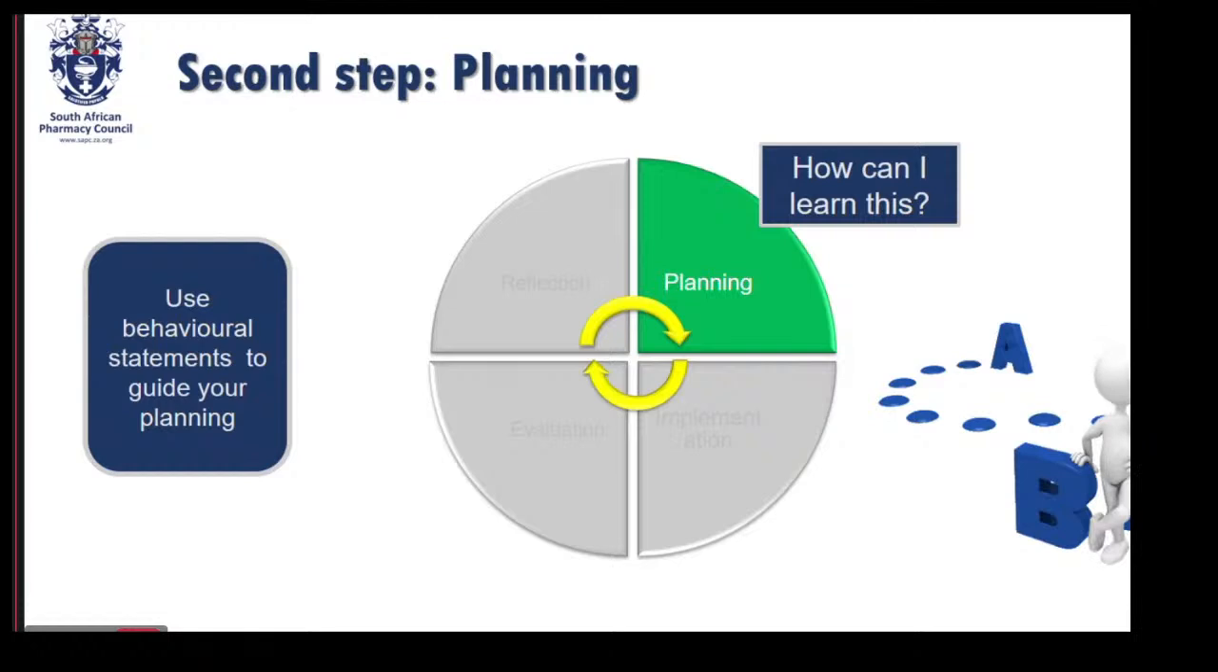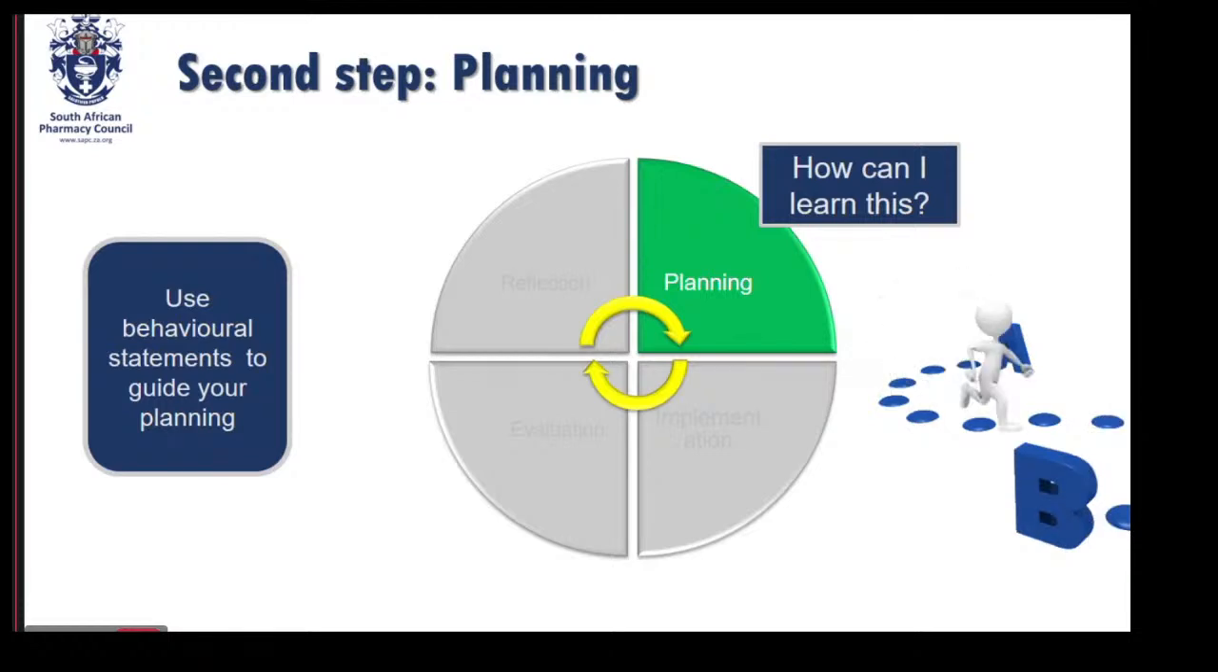So look at the behavioral statements, that's the A, B, C, and D under the competency standard, and you will have a look there, and that will guide you. If the behavioral statement talks about legislation, then you know, okay, I'll have to go and consult the legislation. If the behavioral statement talks about, for example, compounding, then you know you'll have to find something about compounding, the minimum standards, or pharmacist-initiated therapy. There you already know, okay, maybe I should include something from the GPP.